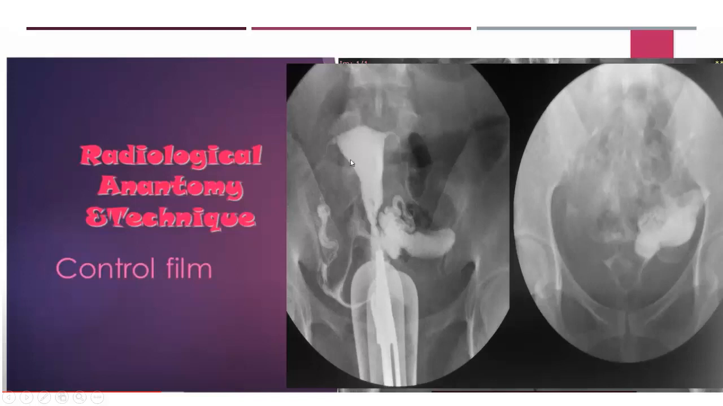This is the normal appearance of the hysterosalpingogram. This is a triangular shaped uterine cavity, and these are the normal fallopian tubes, we will say more later.